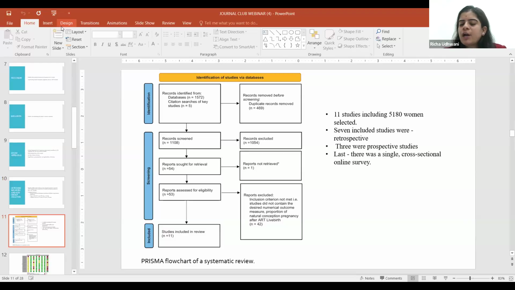Coming to the PRISMA flow chart of the systematic review, as we can see, the records were searched in the databases which we have already discussed, and then the studies were screened and eligibility criteria applied. After exclusion, finally we got 11 studies which were included in the review. These studies had 5,180 women, and there were 7 retrospective studies, 3 prospective studies, and a single cross-sectional online survey.